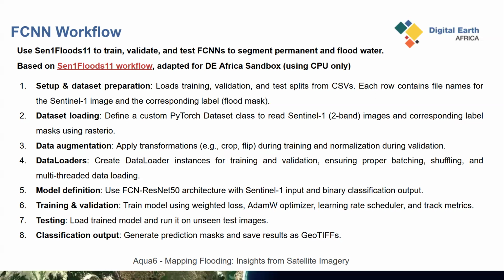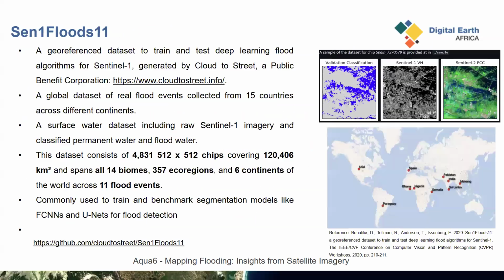Like I said, it's adapted from the SEN1 Floods 11 framework that they suggested, but it's customized to run within the Digital Earth Africa sandbox, which only supports CPUs. So we start with Sentinel-1 images and manually matched flood masks. If you can allow me to go back to the previous slide, this is the data that we have available, this graphic at the top here. For each area, you get a Sentinel-1 image, a VV and a VH.